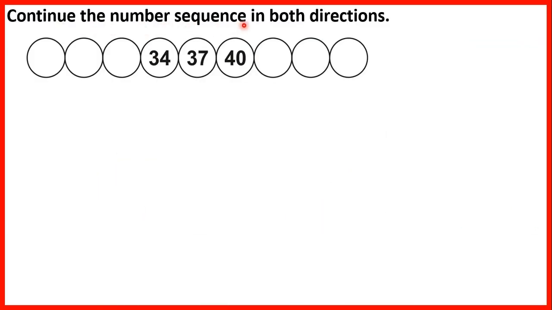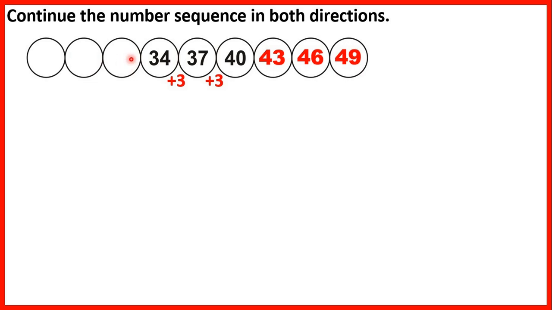Continue the number sequence in both directions. So we have 34, 37 and 40, and we can see that 34 plus 3 is 37, and 37 plus 3 is 40. So the rule for this sequence is plus 3. So to find this number here, that will be 40 plus 3, so 43. Then 43 plus 3 is 46, and 46 plus 3 is 49.